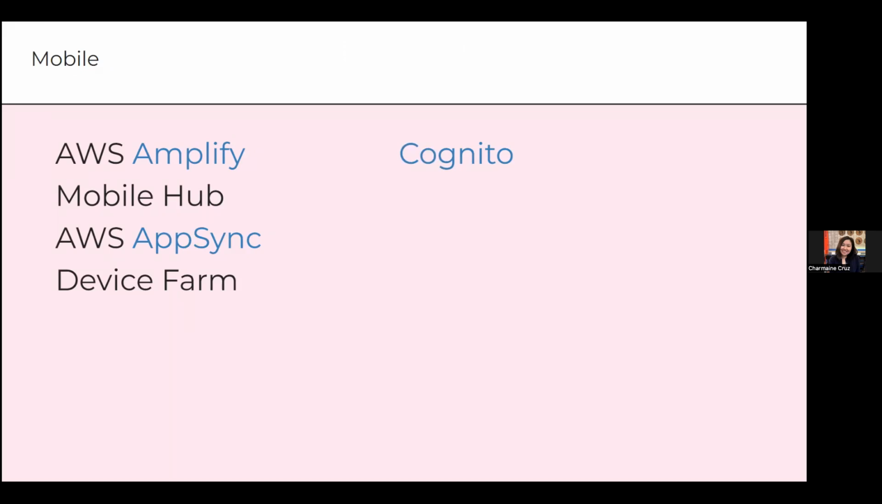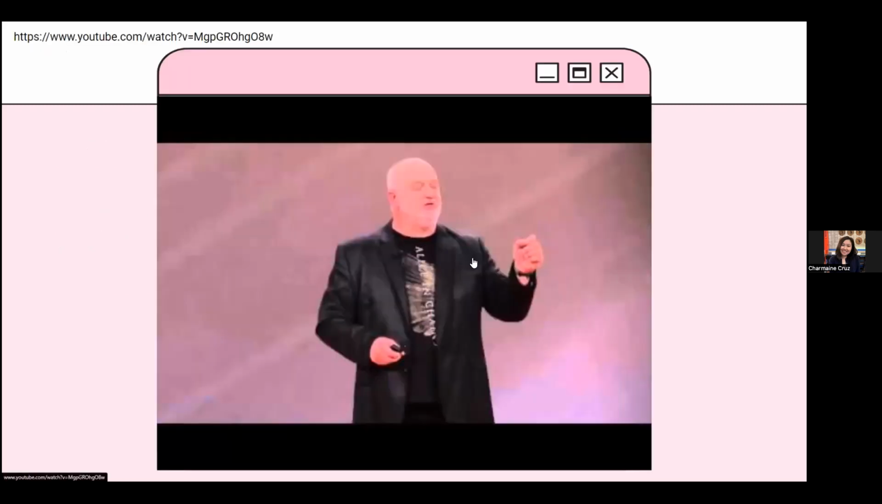AWS Amplify, Mobile Hub, AWS AppSync, Device Farm. This Device Farm is for unit testing. So pwedeng ma-include to sa code pipeline na if nag-fail, it will not continue with the deployment. Then Cognito for security. So that's AWS Mobile Services. And here's a short clip.